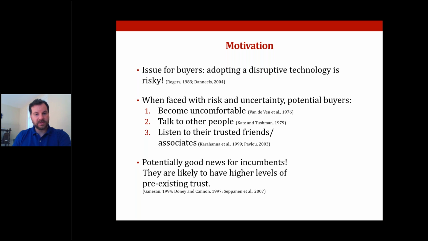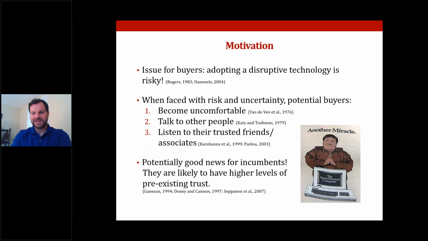So this is potentially good news for incumbents. They're likely to have higher levels of pre-existing trust because they've existed for longer. If your firm has worked with Oracle or Microsoft for a longer time, you might say, well, we'll just wait till they have a comparable technology and then we'll make the switch. The Xerox personal computer is a good example. They didn't have much success with it, but they did have a first mover advantage there. They just couldn't quite succeed with that.